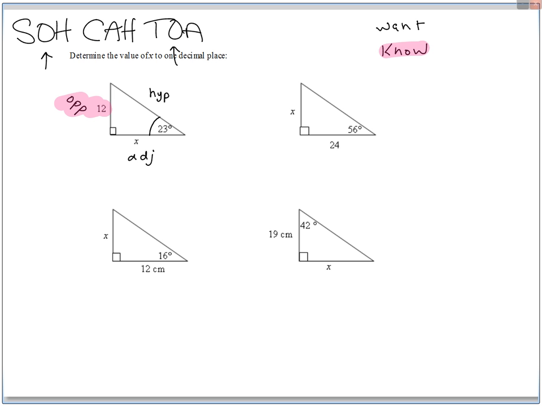Okay, now keep playing the game. What do I want? I want x, which happens to be adjacent. So which one, sine or tan, does adjacent as well? See it? Tan does O and A. So for that question, I have to use tangent. And I write it like this. Here's my appropriate equation. Tan 23 equals opposite over adjacent, 12 over x.